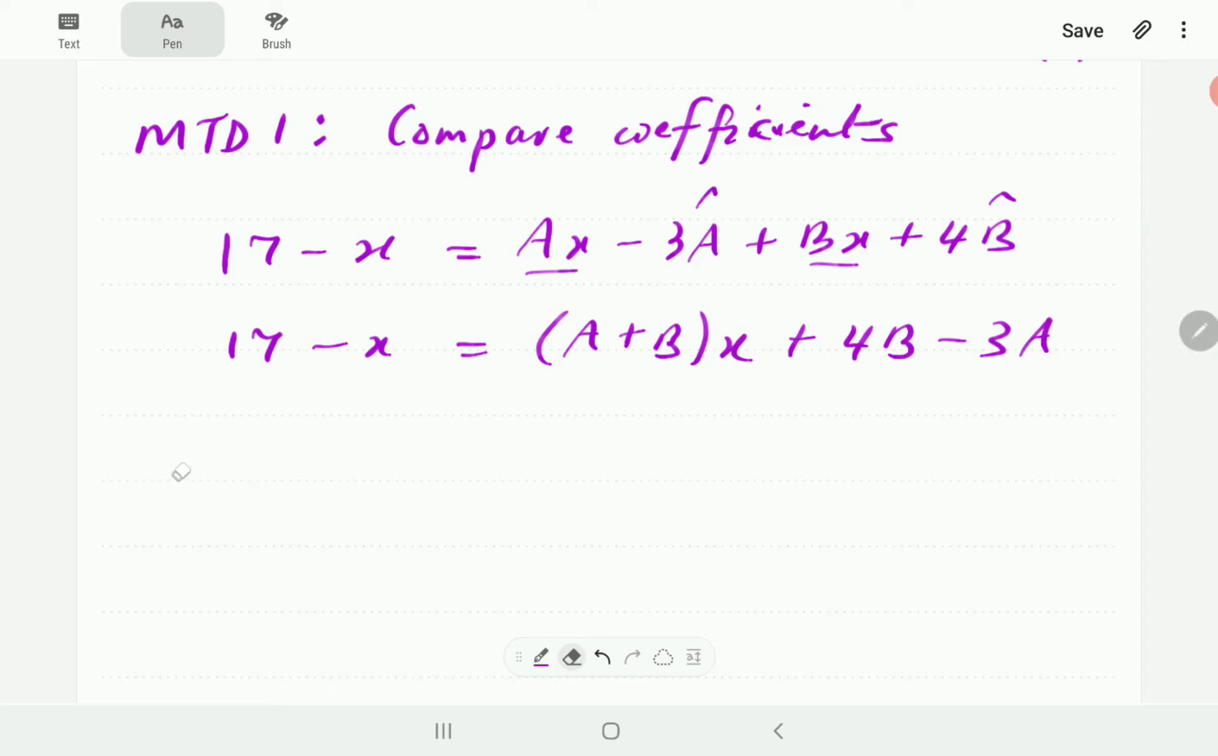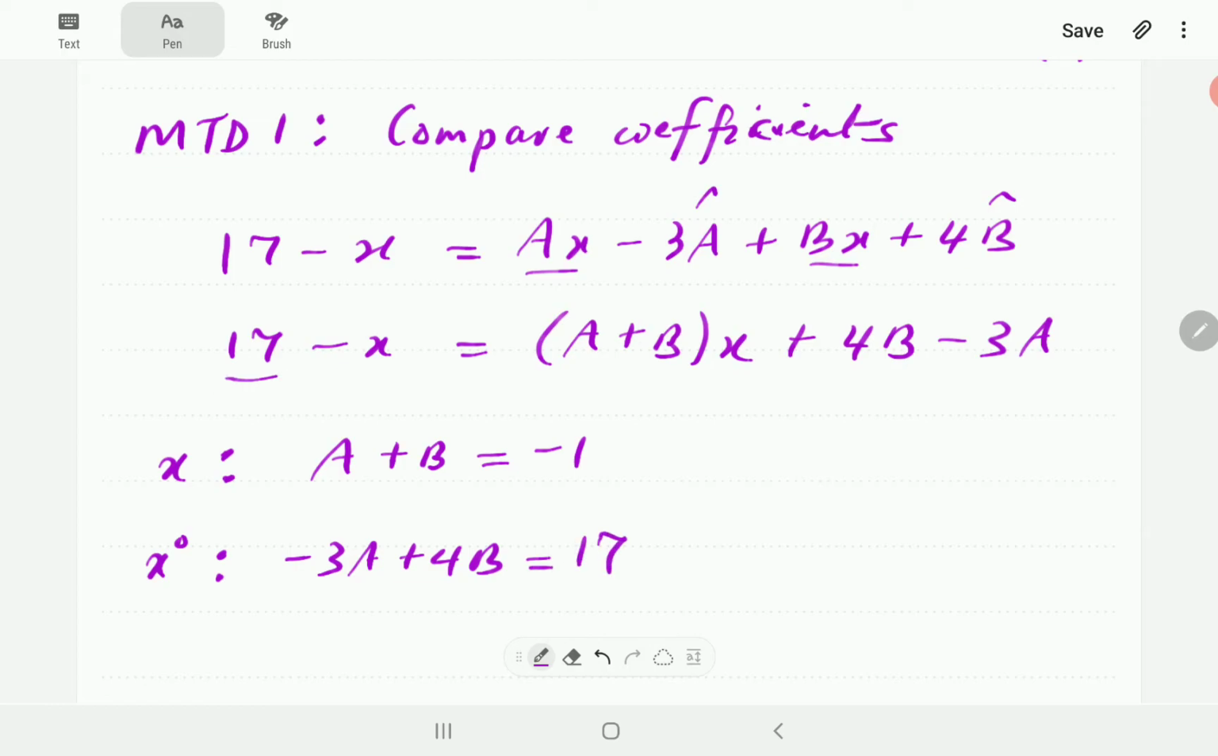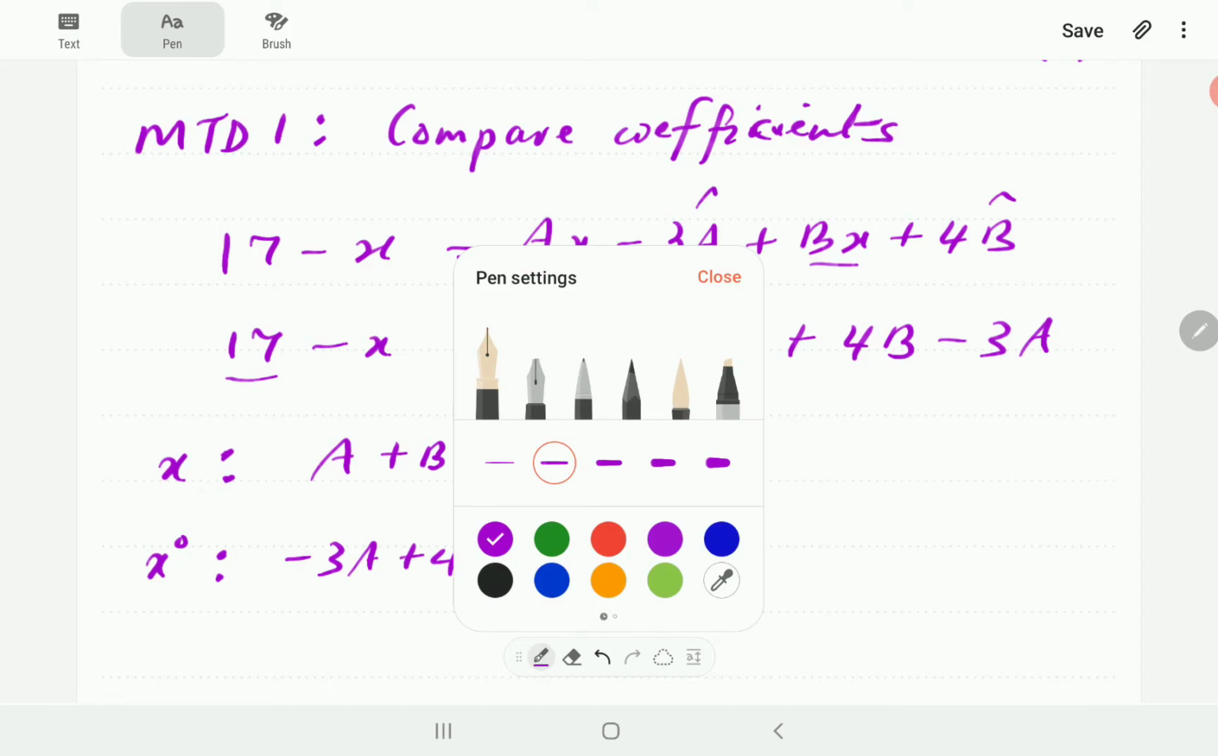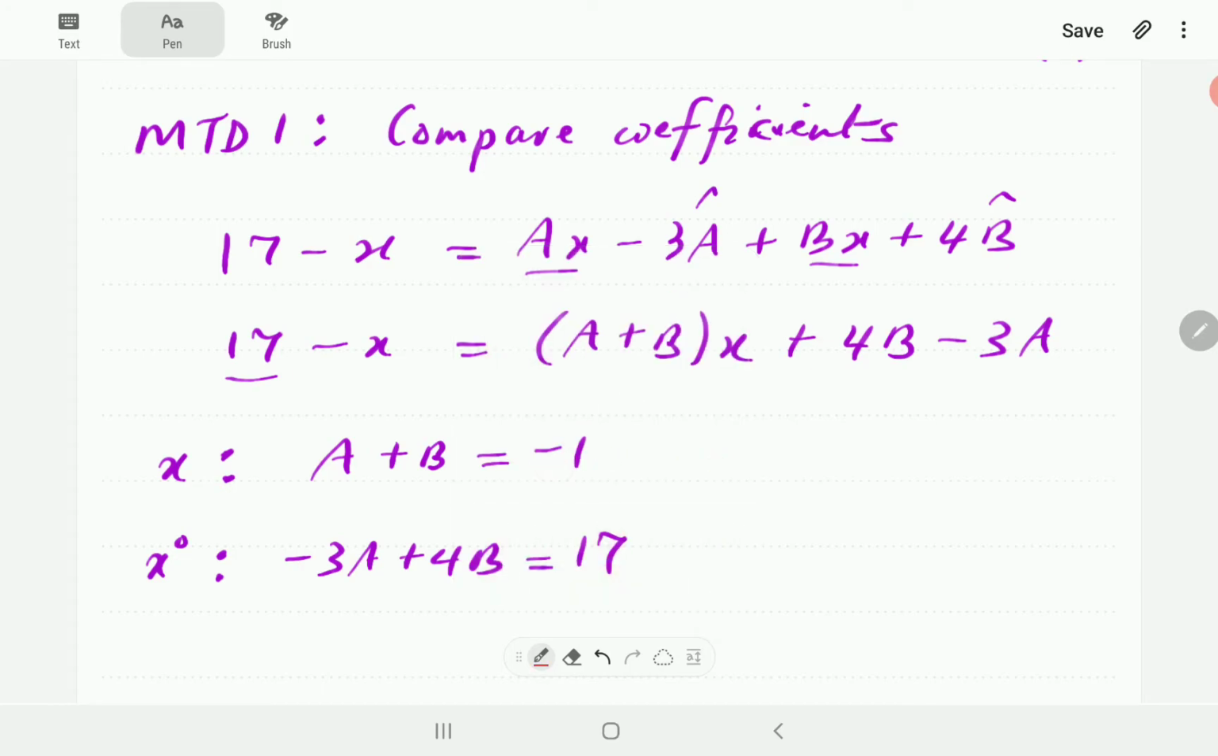So if we start with the coefficient of x, for instance, on the right hand side coefficient of x is a plus b. On the left hand side it's -1. Then the constant on the left hand side, so that's the coefficient of x to the power 0, it's -3a plus 4b. On the right hand side the constant is 17. So we now have two equations, two unknowns, linear. So we know how to solve this.